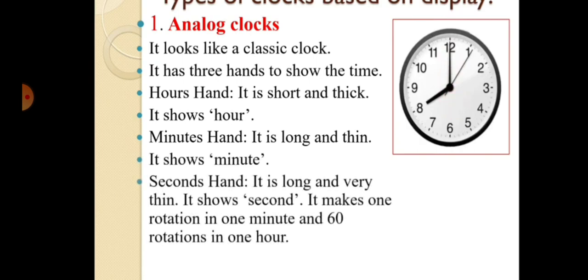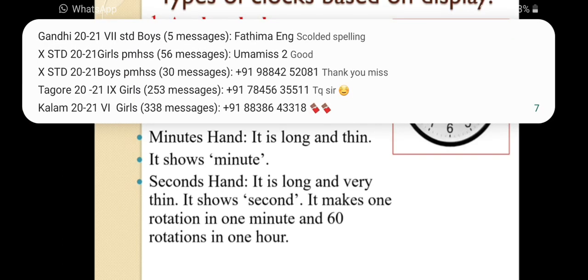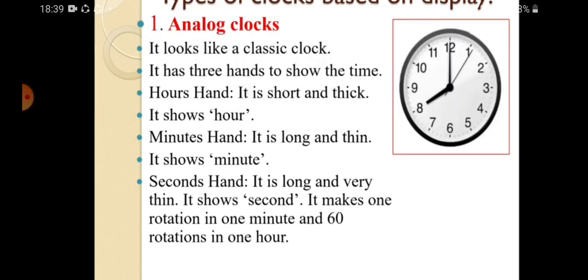It shows minute. Second hand, it's long and very thin. It shows seconds. It makes one rotation in 1 minute and 60 rotations in 1 hour.